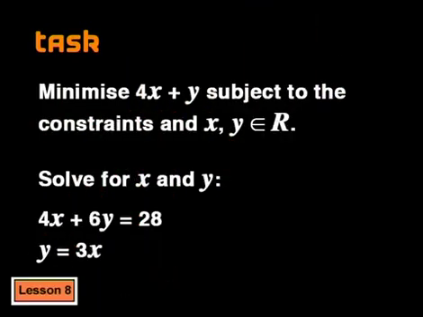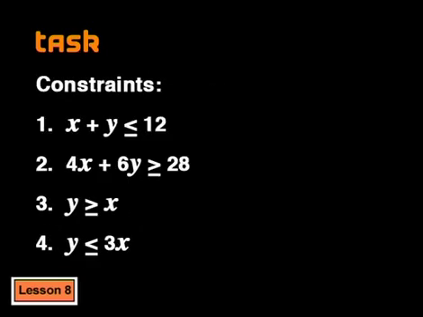Minimize 4x plus y subject to the constraints and x, y an element of real numbers by solving the simultaneous equations 4x plus 6y equals 28 and y equals 3x. To help you with this task, here are the constraints again.